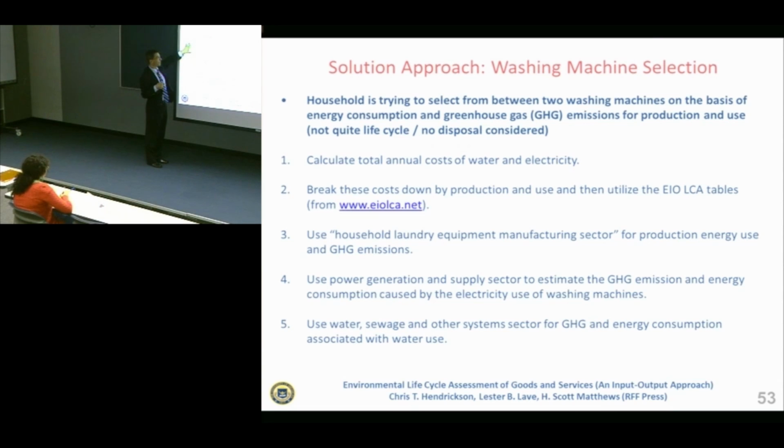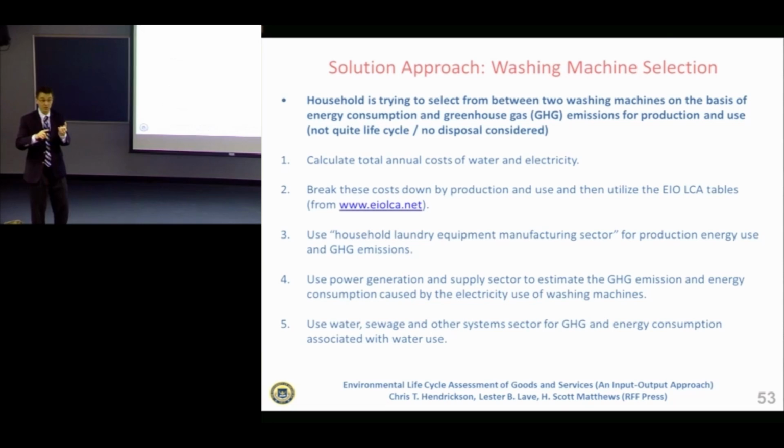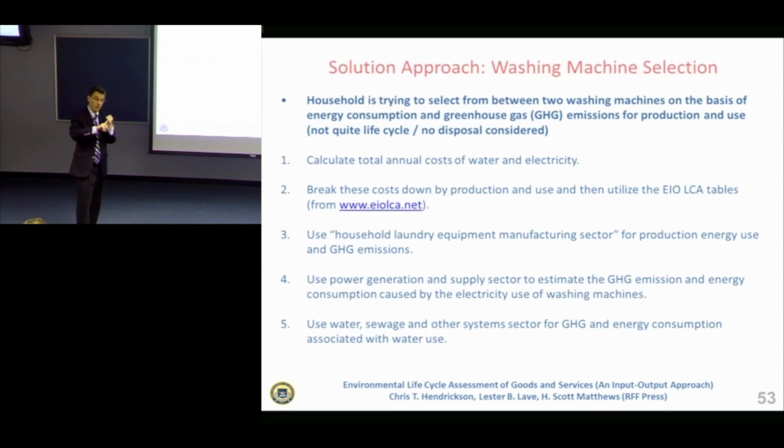Then there is a household laundry equipment manufacturing sector. I'm not making this up. It's a cooked example, clearly. Then you look at the power generation and supply sector. So basically there's 3 things going on here. There's production of the washing machine, and there's a sector for that. There's electricity consumption for the washing machine. There's a sector for that. And then there's water usage. The water, sewage, and other systems sector covers that.